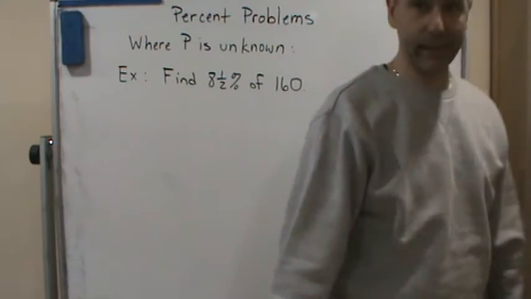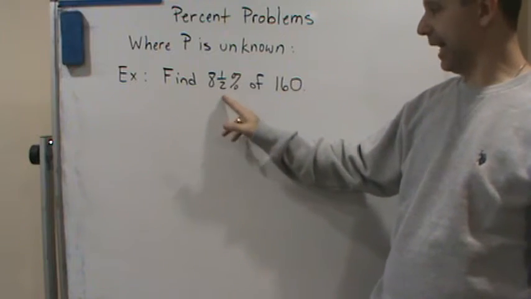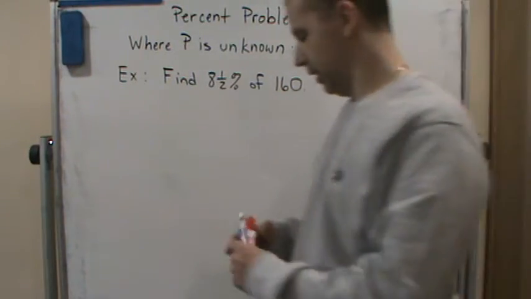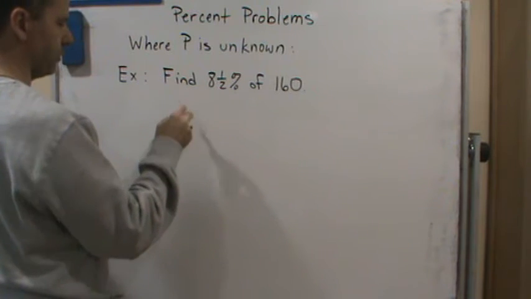Okay, so welcome back, and now let's do another example. In this example, they want us to find 8.5% of 160. So let's do this step by step. Again, we're going to set up our proportion. So it's going to be what?